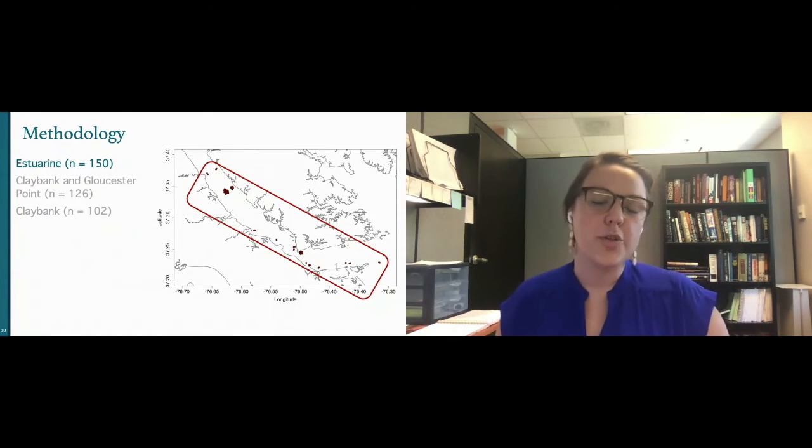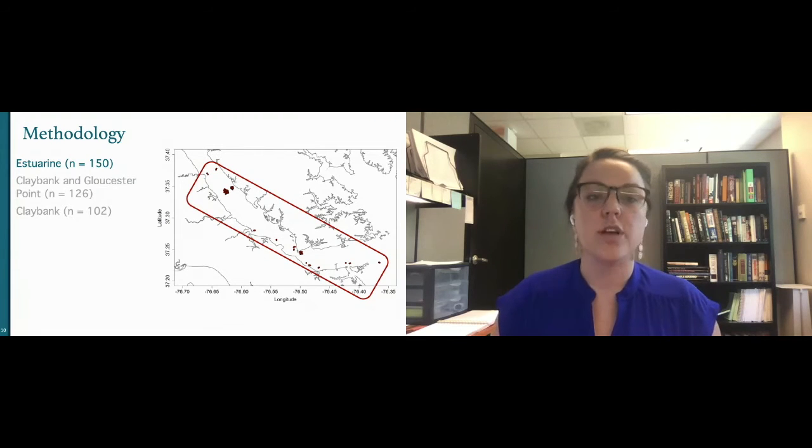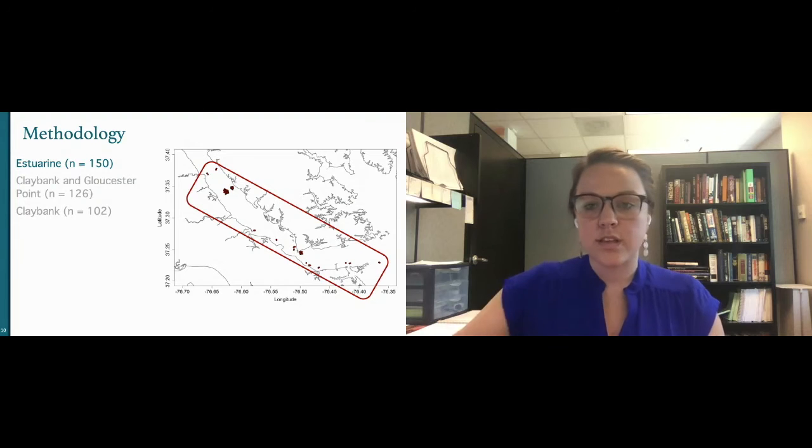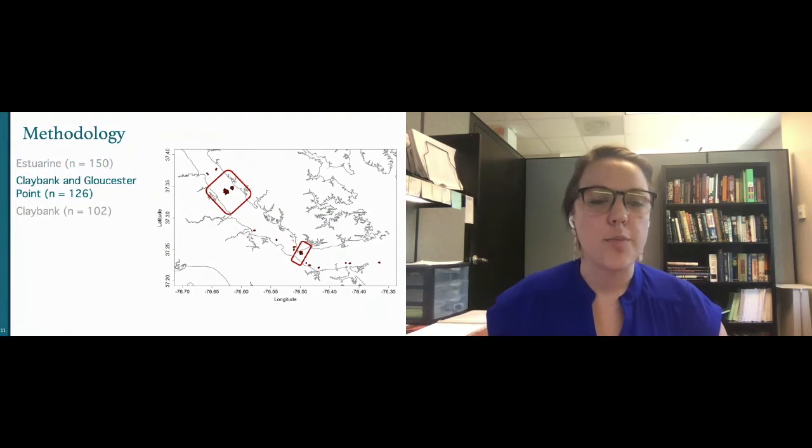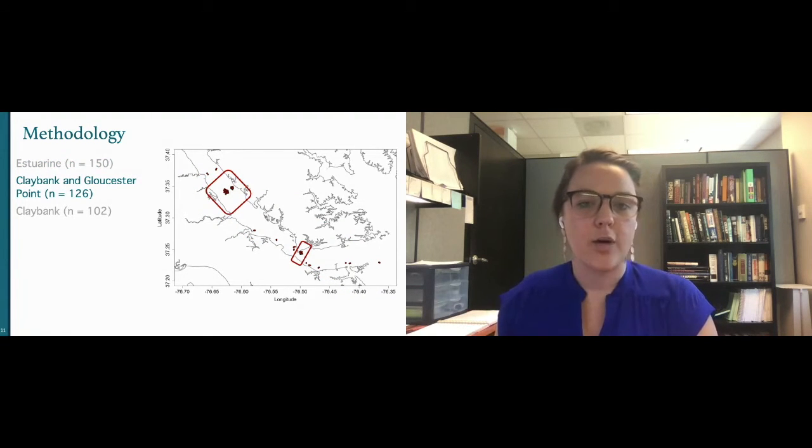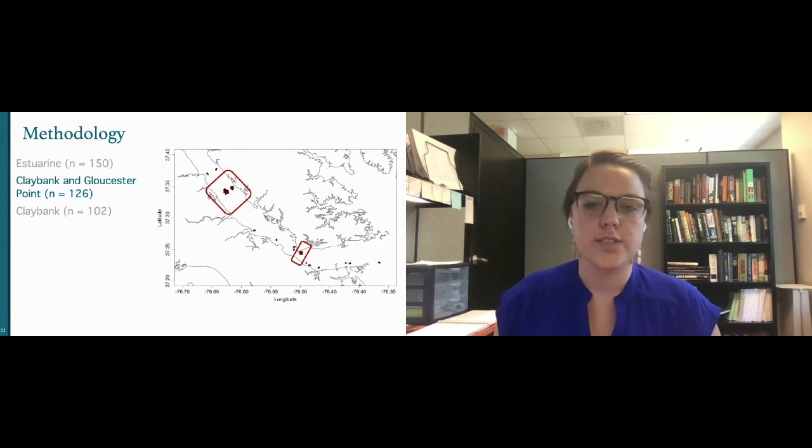So I'm going to show you 3 different data subsets today. The first one is the estuarine subset, which includes all 150 samples taken throughout the river. The next is the Claybank and Gloucester Point subset, which are boxed here. And these were used in previous studies kind of as 2 endpoints in terms of hydrodynamic and physical sediment properties. And also these 2 sites had the highest number of samples in consistent locations in our data set. So I combined these 2.